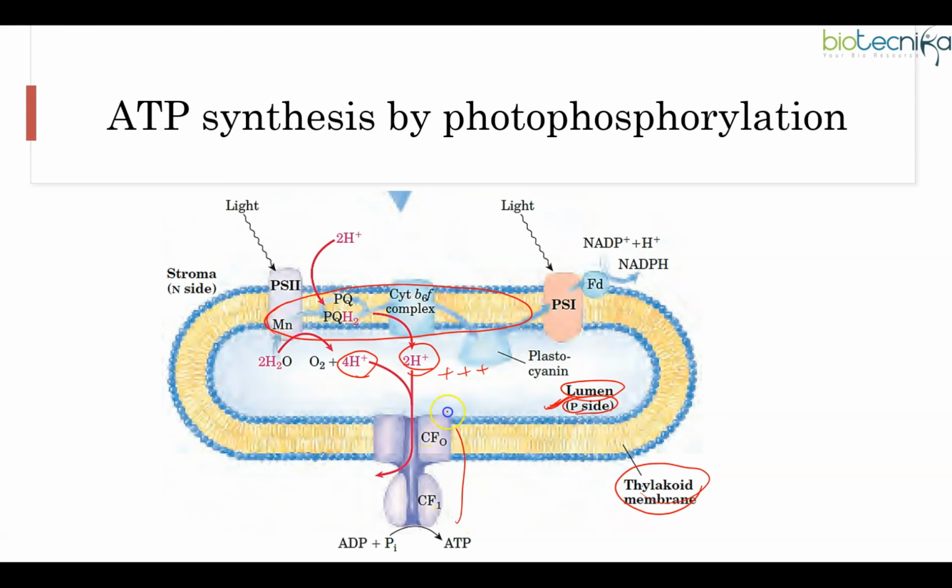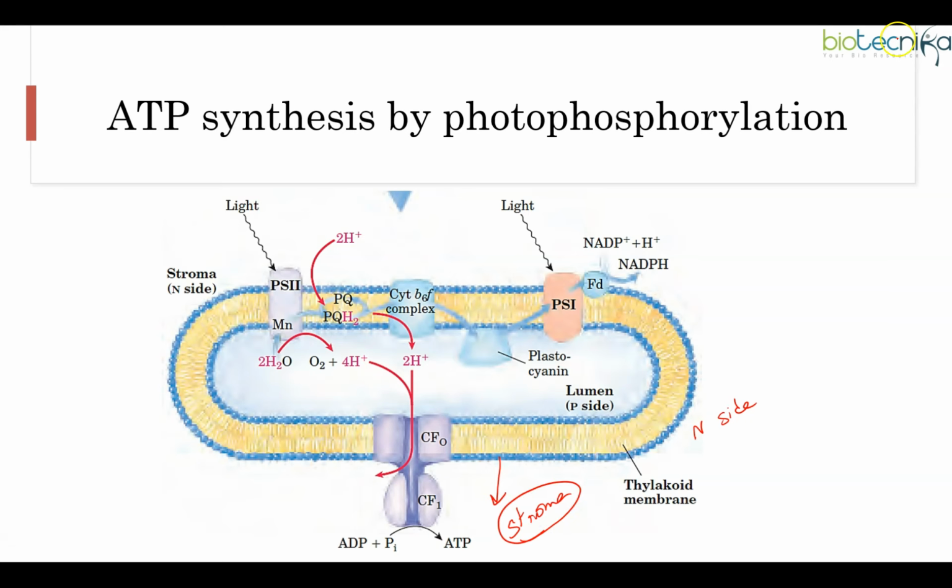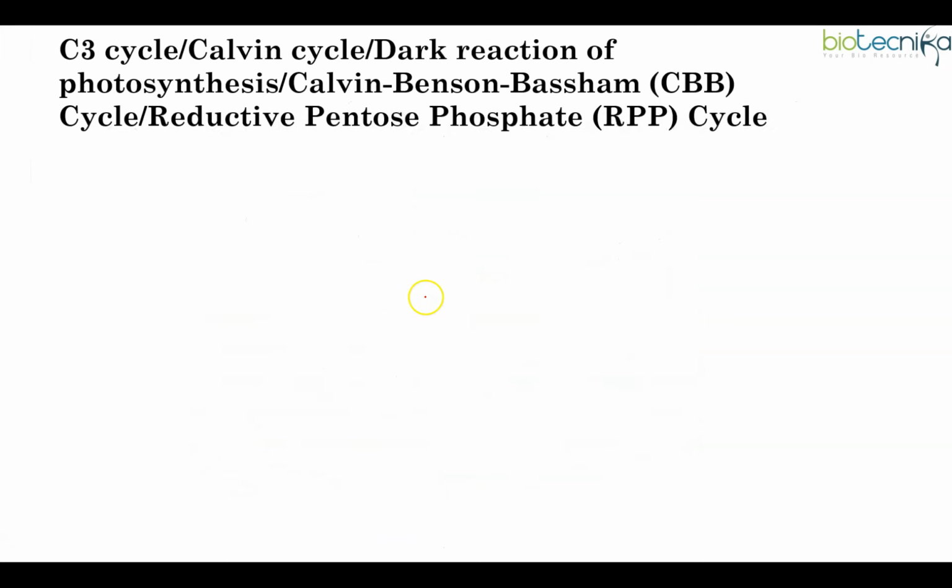And this is the chloroplastic CF0 and CF1, from where if the protons are passed, then one ATP molecule is produced over here. Now notice that the F0 particle protrudes towards the stroma. That means the stroma is the N side in this apparatus, and it is in the stroma that the ATP is released.